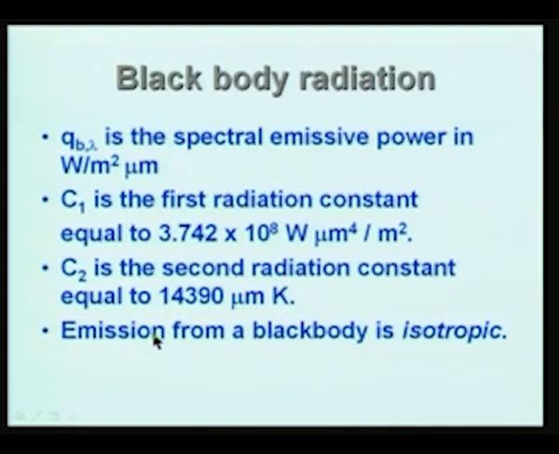And one of the important things about emission from a black body is that it is isotropic. That means that radiation leaving a black surface has no directional preference. In all directions it will propagate with the same intensity.